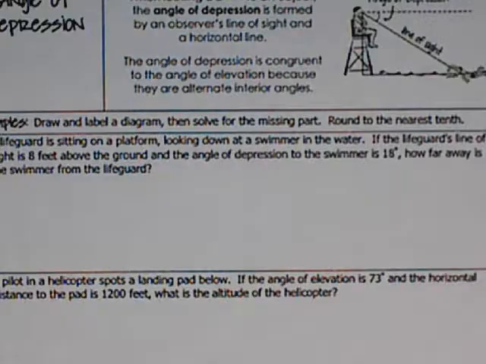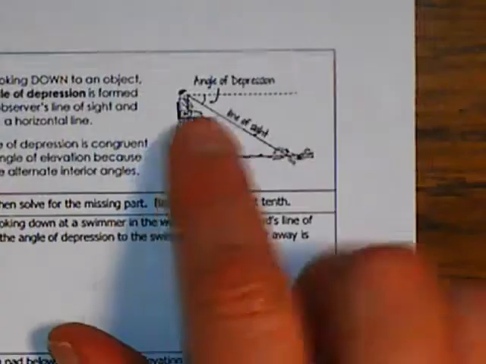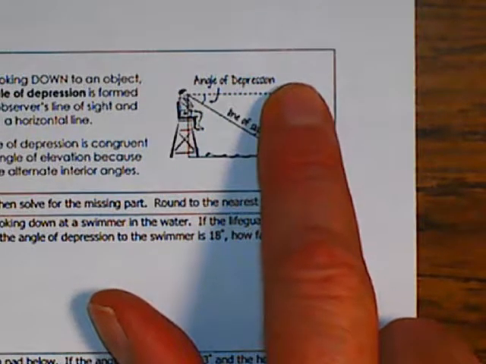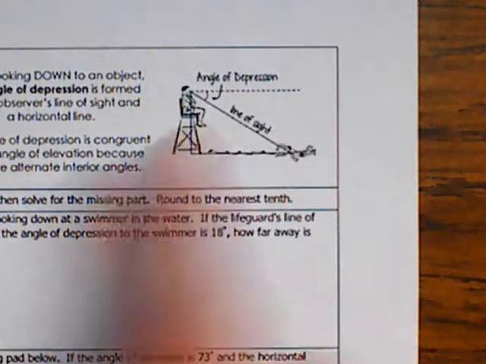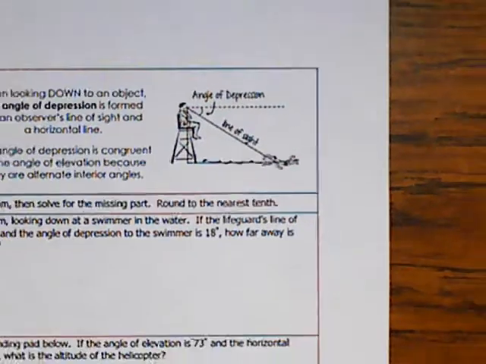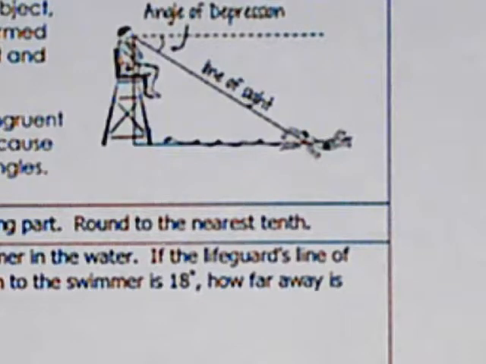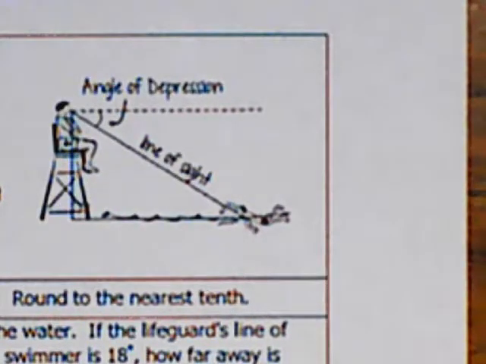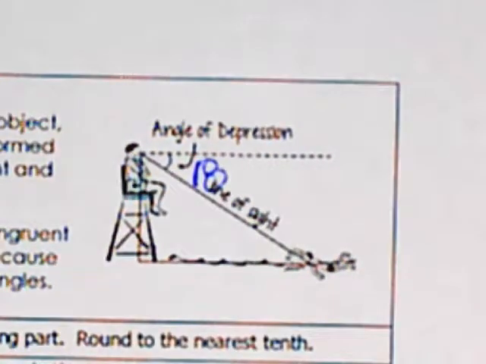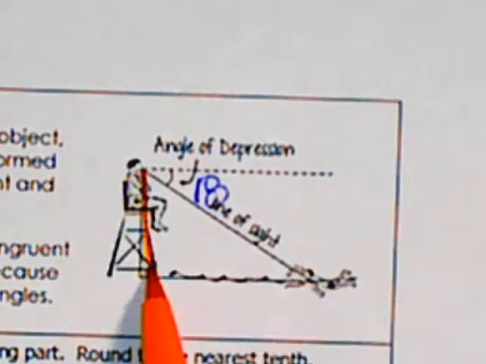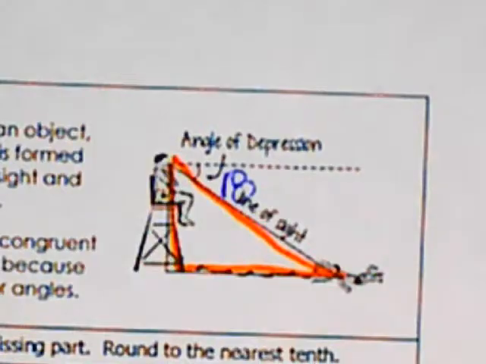Alright, questions on that? Angles of depression. So it starts horizontal and then the angle goes down. Does everybody see that? Alright, so this is a picture of question 5. The lifeguard is sitting on his little lifeguard stand, and the angle of depression to the swimmer is 18 degrees. But there's a problem with that. Is that 18 even in our triangle? No.